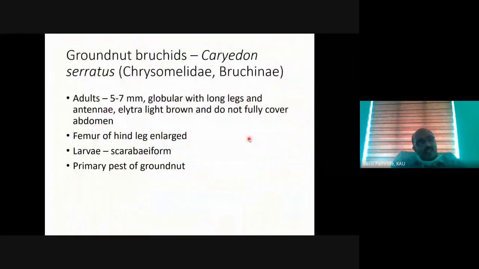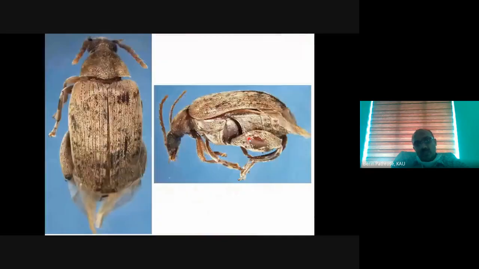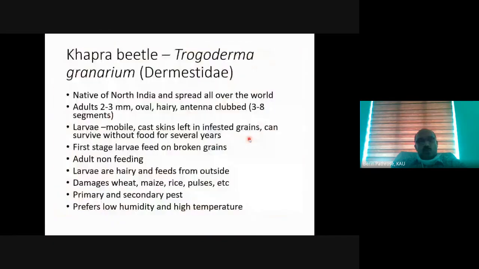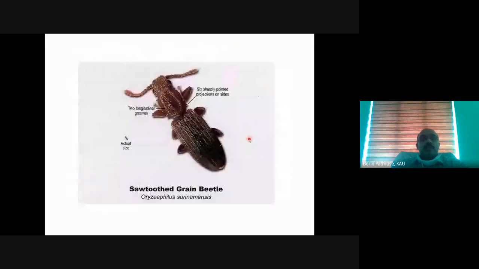And the larva is carabiform, and it is a primary pest of groundnut. This is a minor pest, so that's why I'm skipping it quickly. And rice weevil and all, I will take tomorrow. Rice weevil, we will cover a bit slowly.